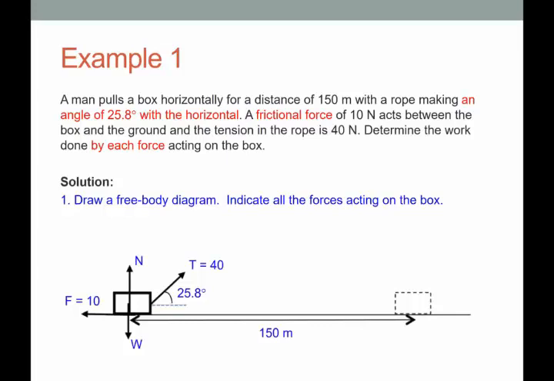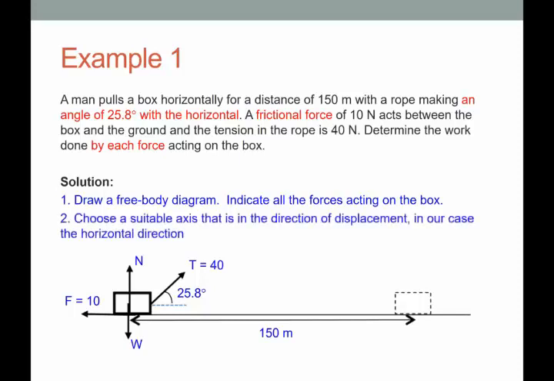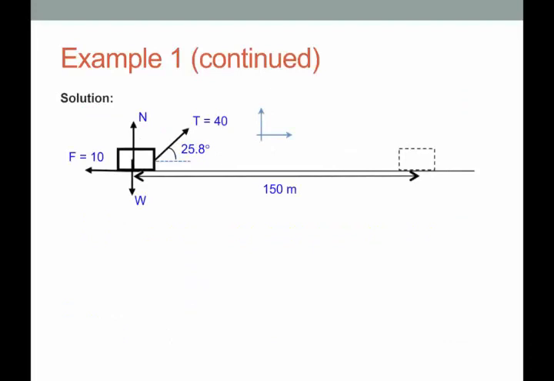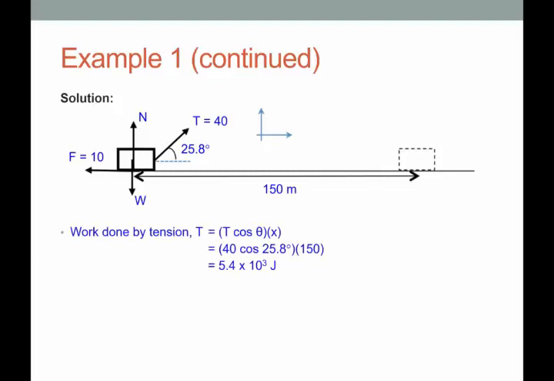The normal practice of solving such a question is to first draw a free body diagram. Indicate all the forces acting on the box. Choose a suitable axis that is in the direction of the displacement, in our case, the horizontal direction. The work done by tension: resolve the tension force along the direction of the displacement, which will be 40 cosine 25.8 degrees times 150. So the work done is 5.4 times 10 to the power of 3 joules.